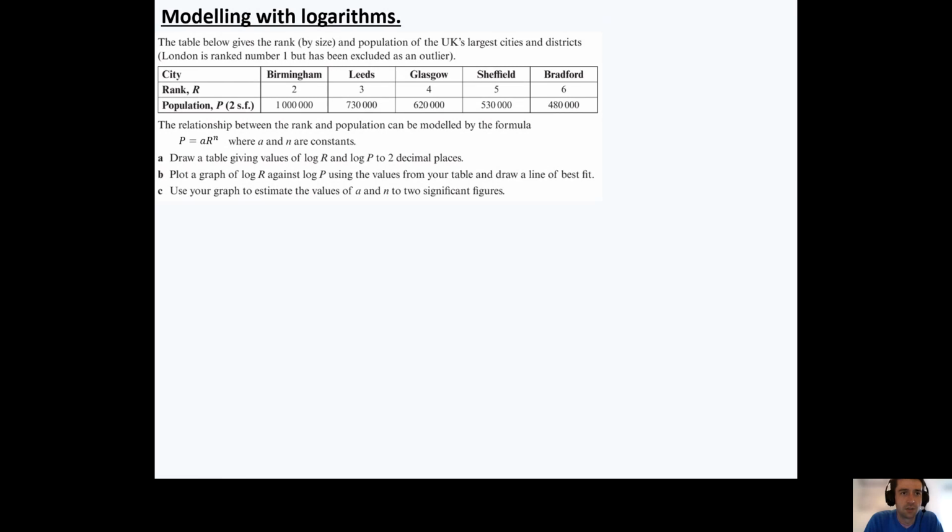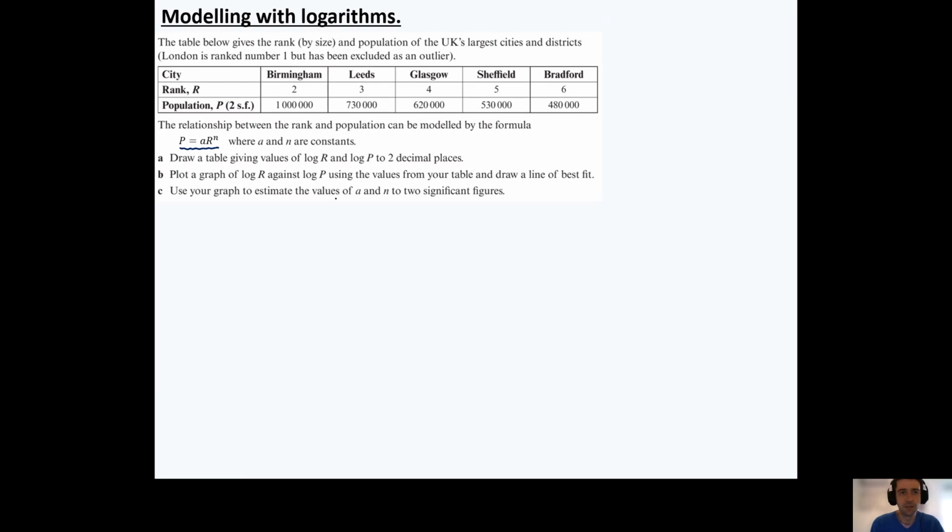The suggestion is that the relationship between the rank and population can be modelled by the formula P equals A R to the power of n, where A and n are constants. So this is the type of relationship that's suggested between the rank R and the population P.